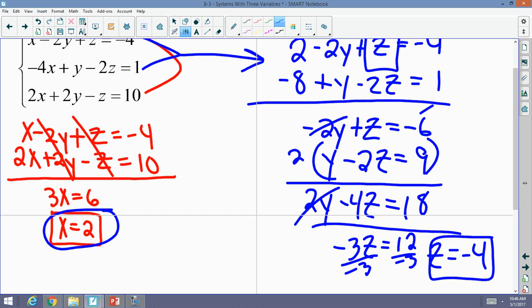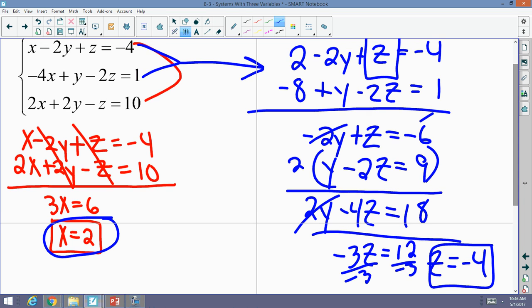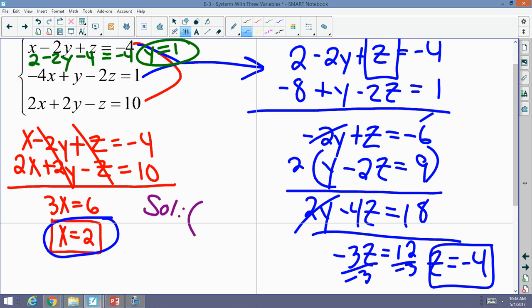x equals 2. How do we find y? Plug it in. And my boy said plug it into the top one. You got it. 2 minus 2y minus 4 equals negative 4. 2 minus 4 is negative 2. Add the 2, that's negative 2. Negative 2 divided by negative 2, y equals 1. So my solution in purple would be 2, 1, negative 4.